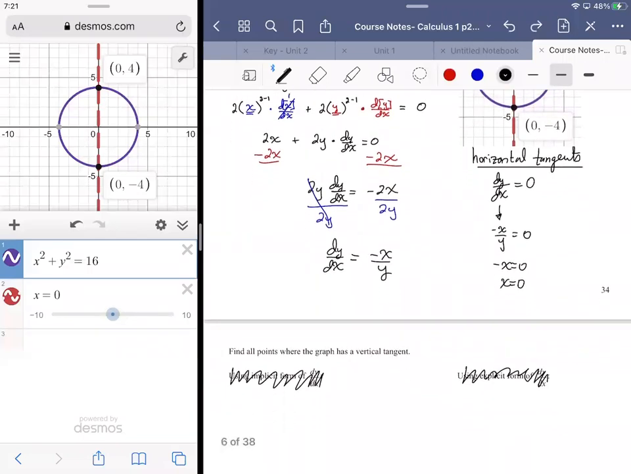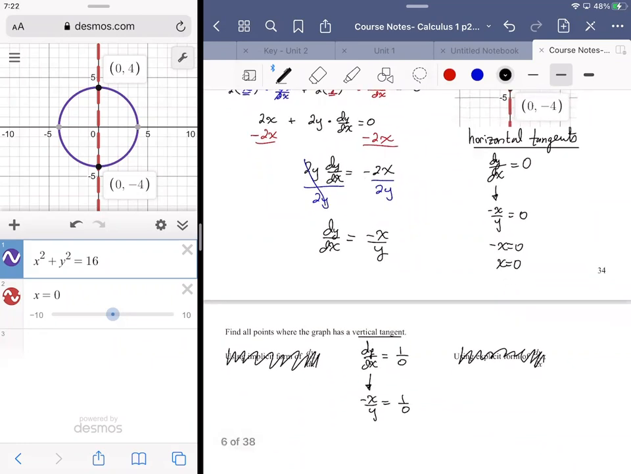So where the graph has a vertical tangent, dy dx would be undefined. Undefined as in 1 over 0. It could be anything over 0, but it would always simplify down to 1 over 0. All right, so since I know dy dx is negative x over y, I could cross multiply and I'll get y equal to 0.